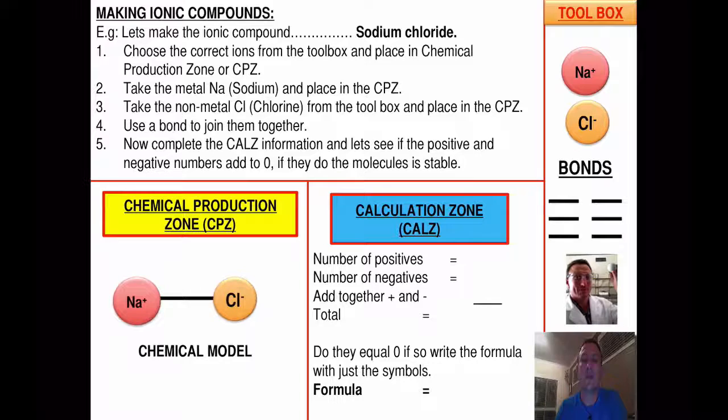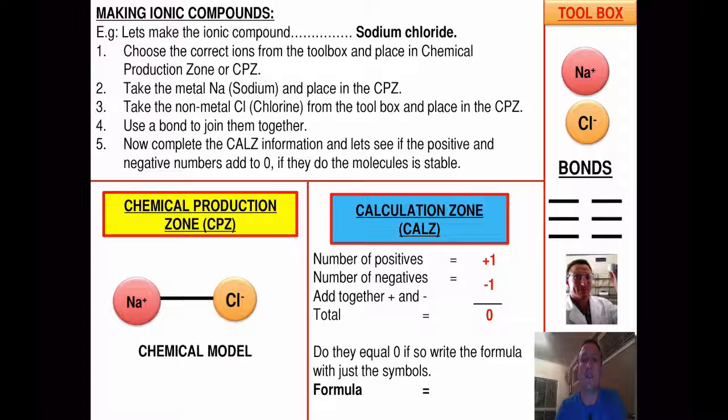What we have to do here is, firstly, look at the number of positives. How many positive ions have we got? Well, we've got 1 positive, being the sodium. So it's +1. Then we look at the number of negatives. We've got 1 chlorine, which has a charge of -1. So there's the -1. When we add the positives and the negatives together, +1 plus -1, we get a total of 0. Yeah! We've basically made sure that our compound is stable.